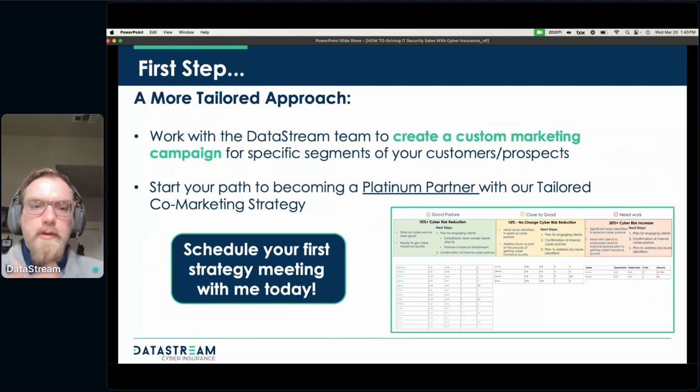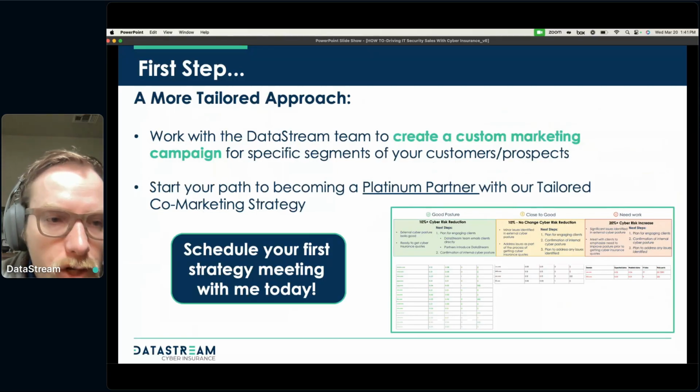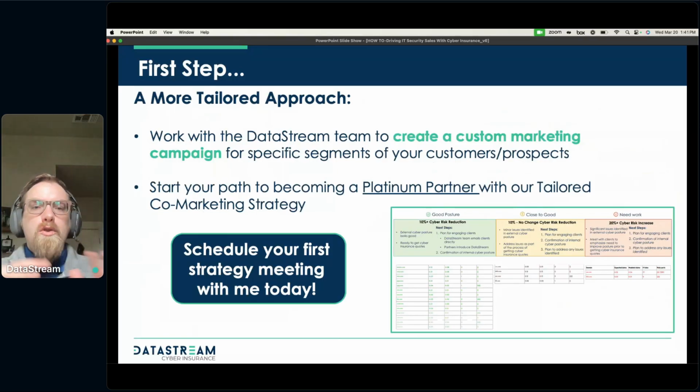And this is where we can also get creative, really sit down and figure out what those segmentations would look like, which segmentations would work best for you and your company. So if you're ever interested, don't hesitate to reach out to me to schedule your first strategy meeting. This is also going to be another level to our partner program. We're calling it the platinum partner level. These will be reserved for those partners who are interested in these kinds of co-marketing strategies and activities.